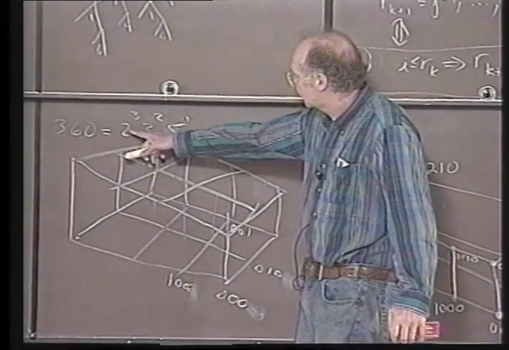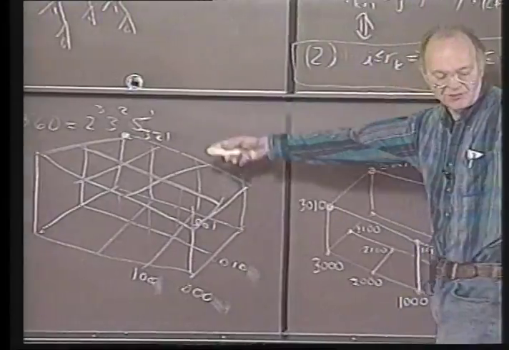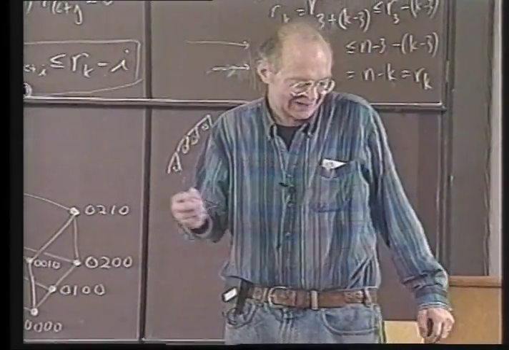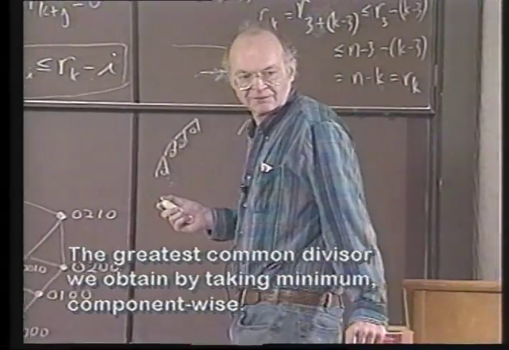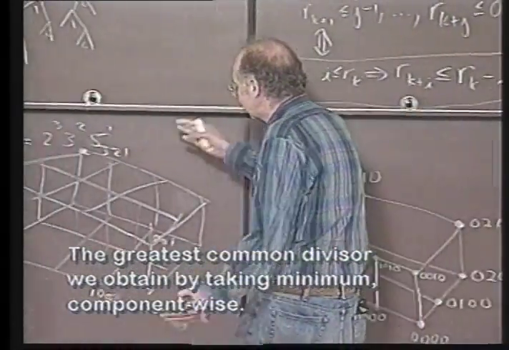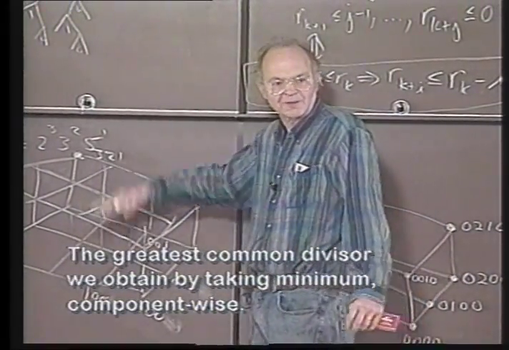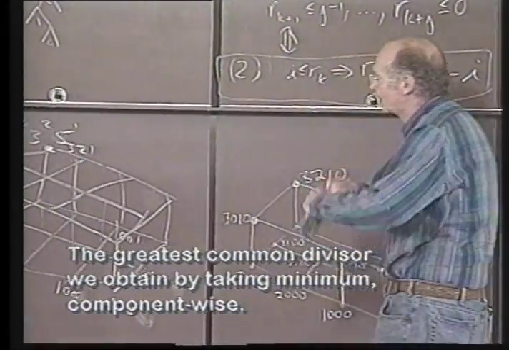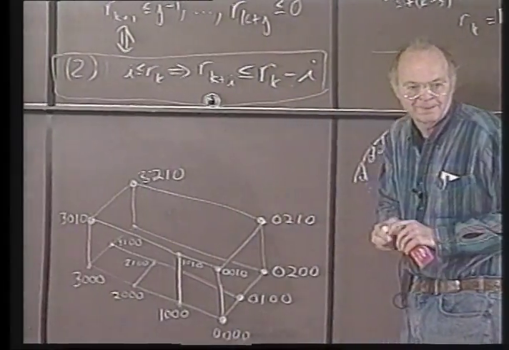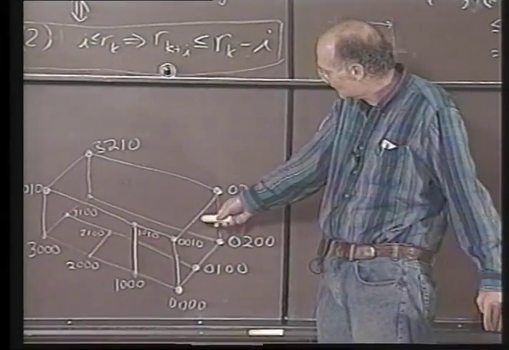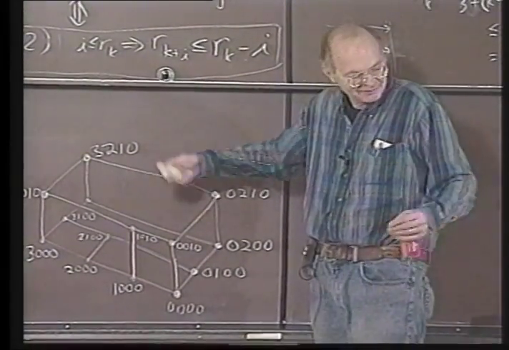When we talk about two numbers that are divisors of 360, we talk about their greatest common divisor and their least common multiple. The greatest common divisor we obtain by taking the minimum component-wise: how many powers of 2 divide the thing, how many powers of 3, and so on. Least common multiple, we take the max component-wise. Now, in this case, we got only a part of that brick.